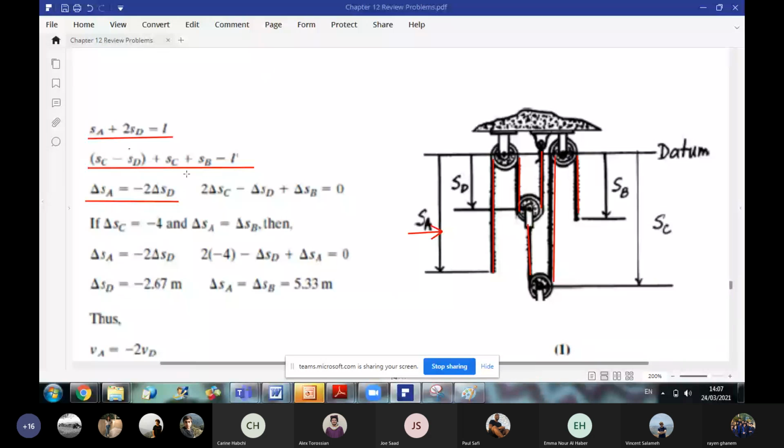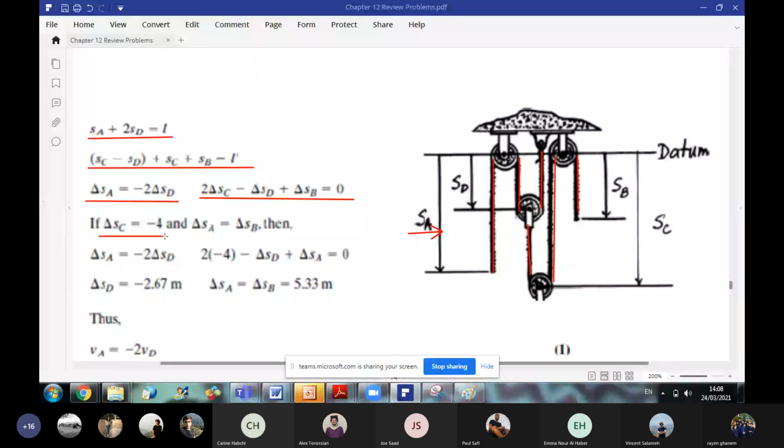And from the derivation of the second relation, you get a relation between delta SC, delta SD, and delta SB, which is 2 times delta SC minus delta SD plus delta SB equals 0. So first you got equation 1 and equation 2 from deriving the expressions of the lengths of the cords. Now, another piece of information that you know is that the block will go upward a distance of 4 meters.